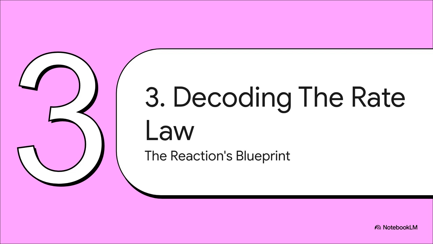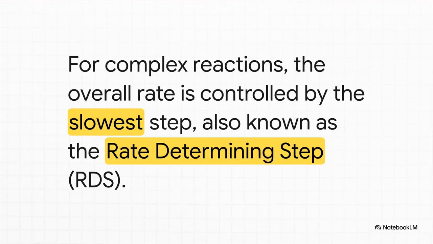All right, let's talk about the math. But don't panic. The rate law isn't just some scary equation. It's better to think of it as the reaction's unique blueprint. It tells us, with amazing precision, exactly how those levers we just talked about, especially concentration, are controlling the speed. And get this, here's a wild fact about reactions that happen in multiple stages. You might think the total speed is just an average of all the steps, right? Or maybe it's set by the fastest step. Nope. The speed of the entire reaction is dictated by its single slowest step. This is called the rate-determining step, and it is the key to understanding everything.